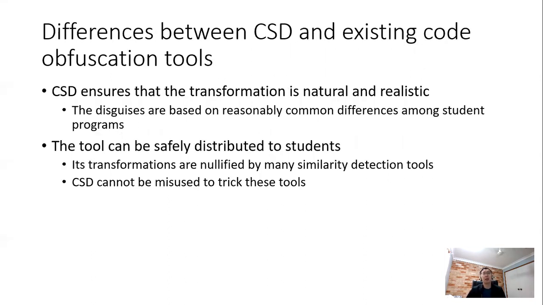Some of you might ask, what are the differences between CSD and existing code obfuscation tools? First of all, CSD ensures that the transformation is natural and realistic. So the disguises are based on reasonably common differences among student programs. Second, unlike other code obfuscation tools, CSD can be safely distributed to students. Why? Because the transformations are nullified by many similarity detection tools. In other words, CSD cannot be misused to trick those tools.